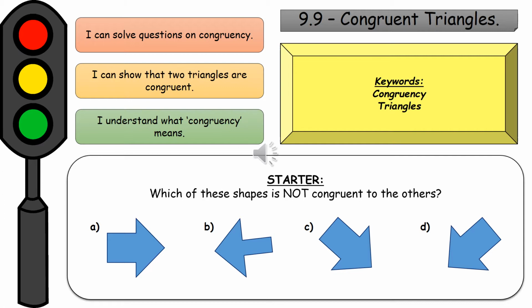Now let's start with the starter activity. Which of these shapes is not congruent to the others? Who can tell me? I'll give you 1 second. Okay, yes, I hear somebody says shape B. Excellent. Shape B is not congruent to the others. Why? Can you tell me why? Because they are the same shape but different size. Yes, so they are not congruent.